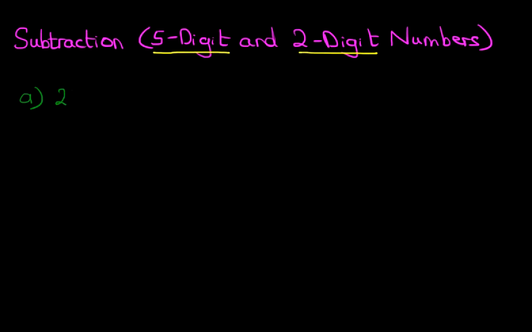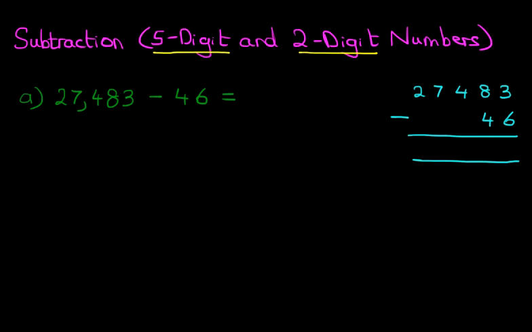What is 27,483 minus 46? Now the first step is we're going to rewrite this into the vertical format. So let's do that over here. We've got 27,483 minus 46. Let's put a nice big equal sign.